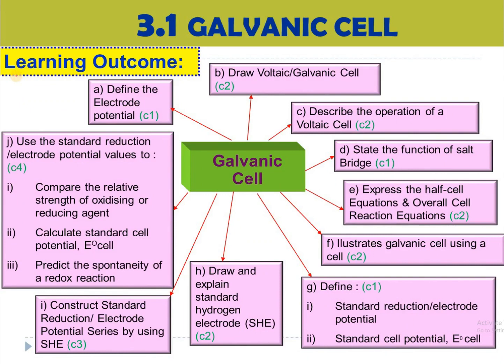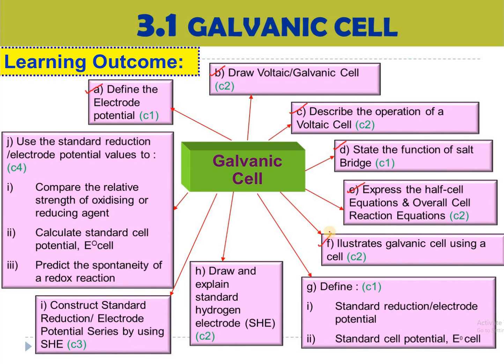These are the learning outcomes for subtopic 3.1 galvanic cell. A. Student can define the electrode potential. B. Student can draw voltaic and galvanic cell. C. Student can describe the operation of the voltaic cell. D. Student can state the function of salt bridge. E. Student can express the half cell equation and overall cell reaction equation.